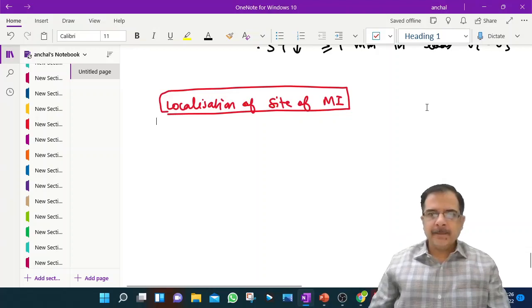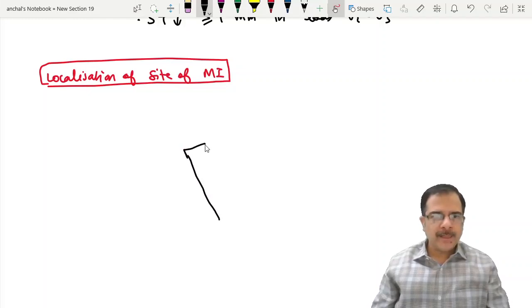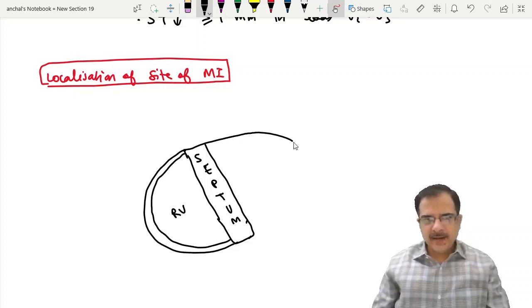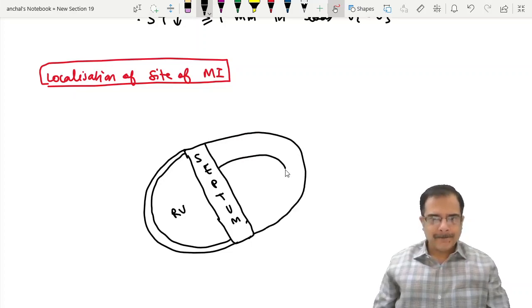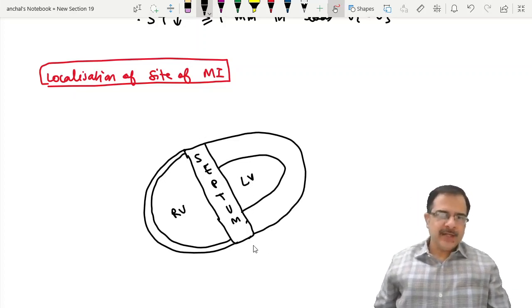So let's see here, localization of the myocardial infarction. If I make a cross section of the heart, this is the septum. Septum is oblique. This is the right ventricle, and this is the left ventricle, like this. So this is the posterior side and this is the anterior side.